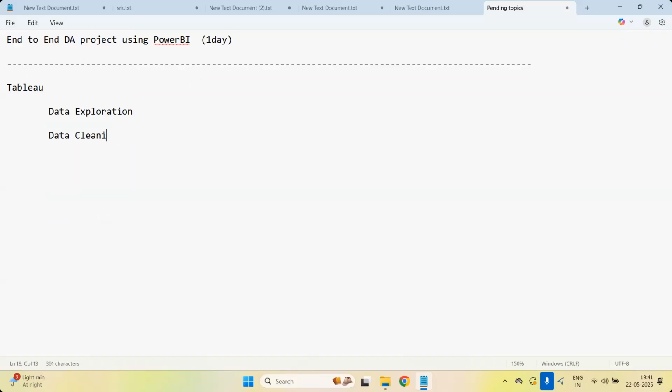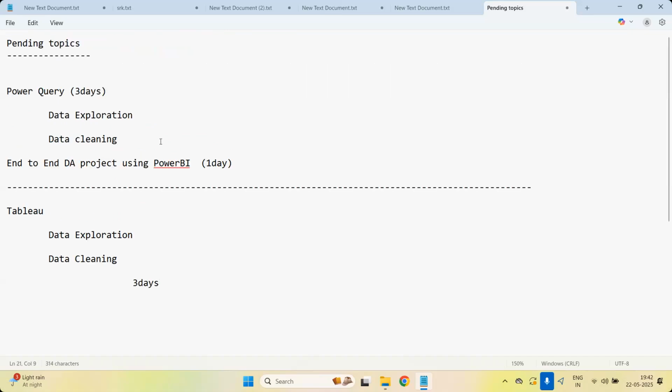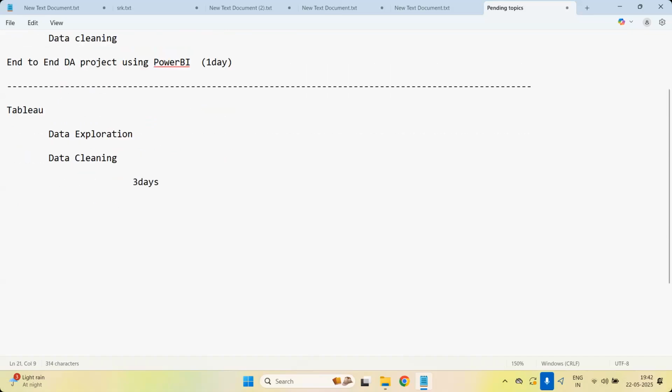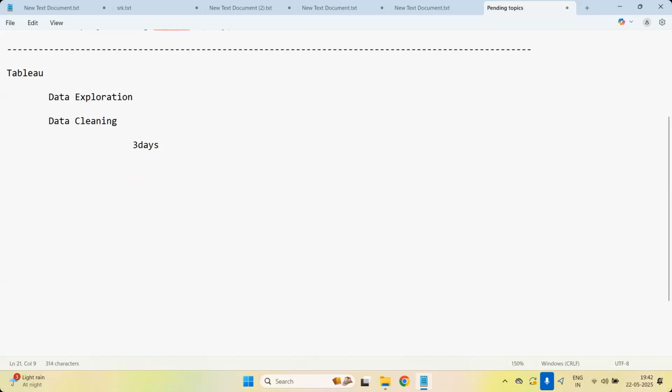Here in Tableau also, data exploration and cleaning is going to take another 3 days of time, the same way as the 3 days in the Power Query, followed by data analysis along with data visualization. These two steps will take close to some number of days, as it took in Power BI, to see what the differences are.